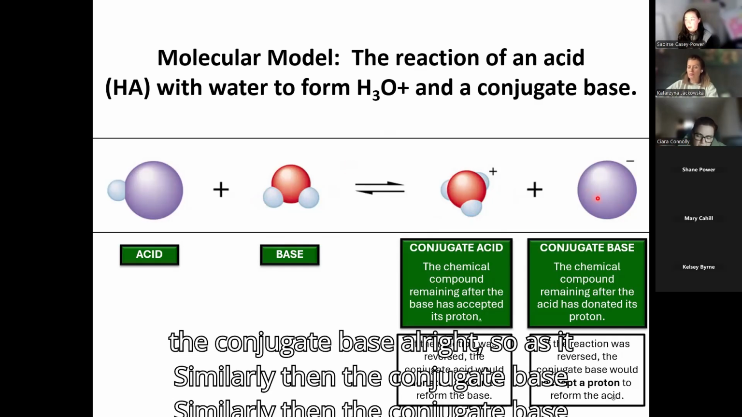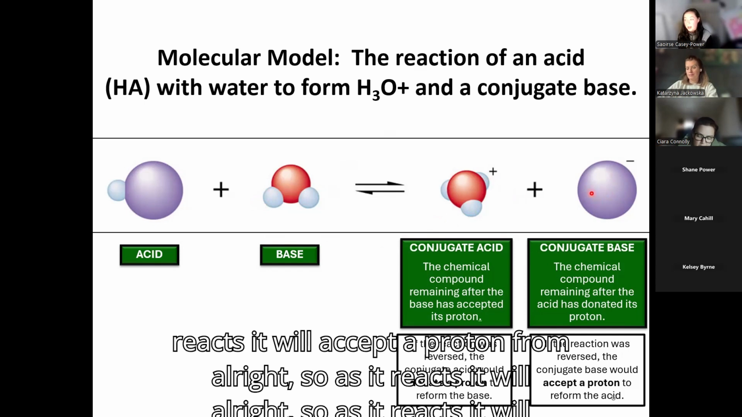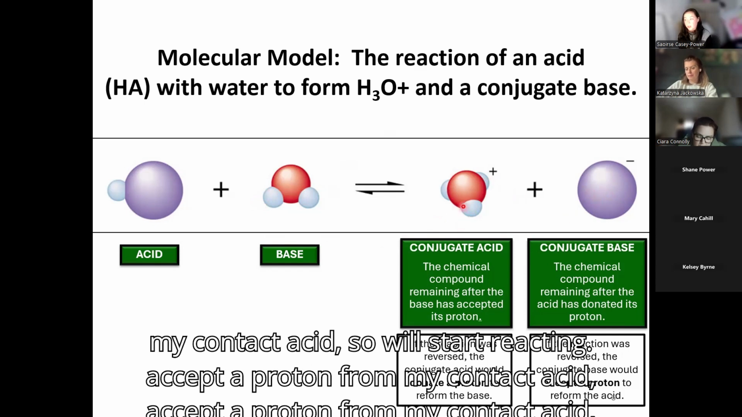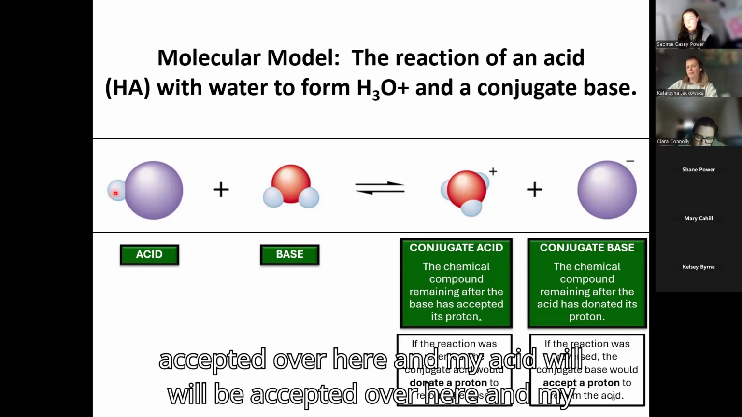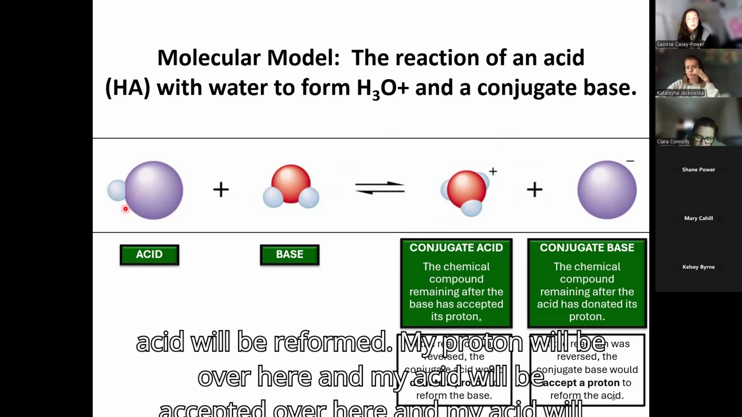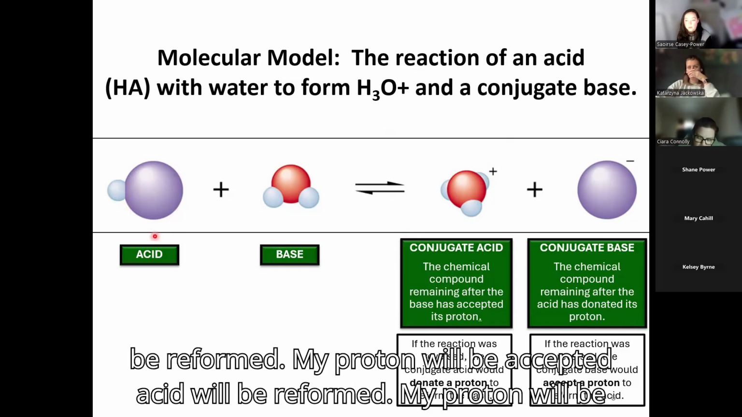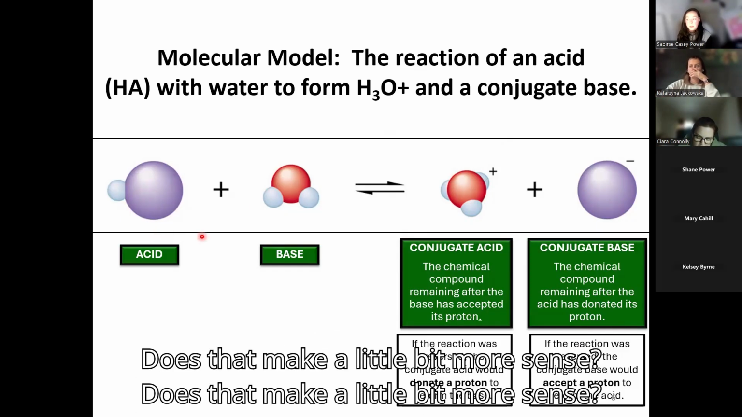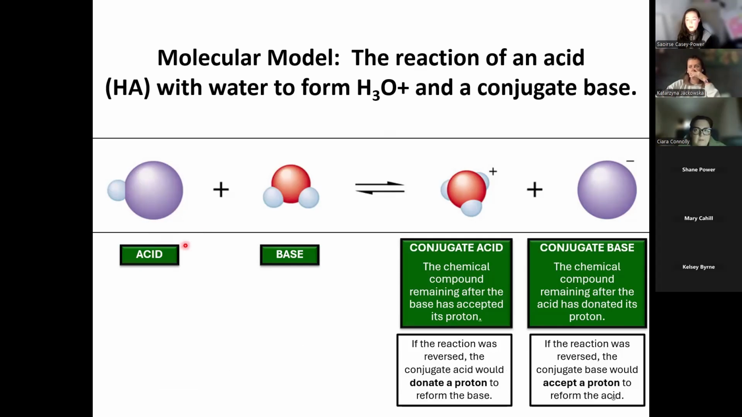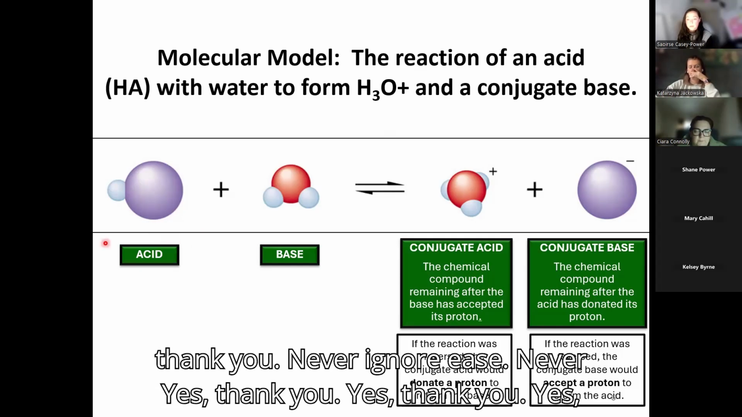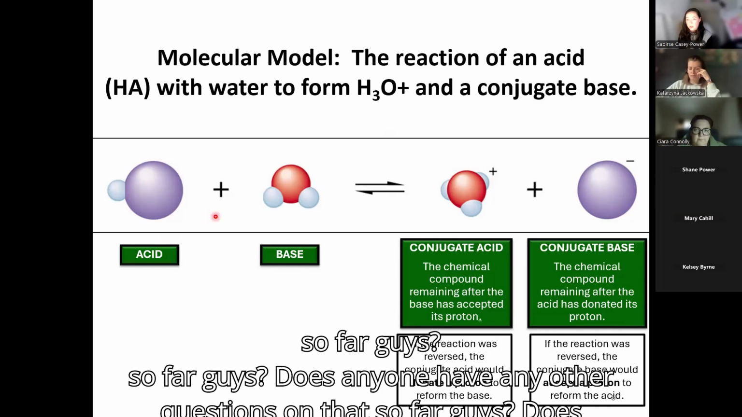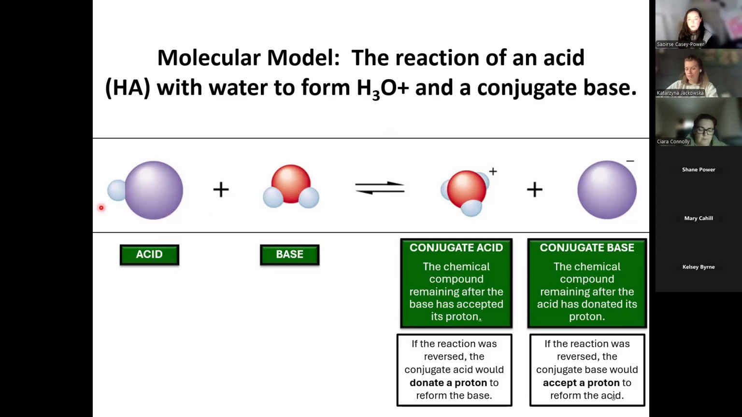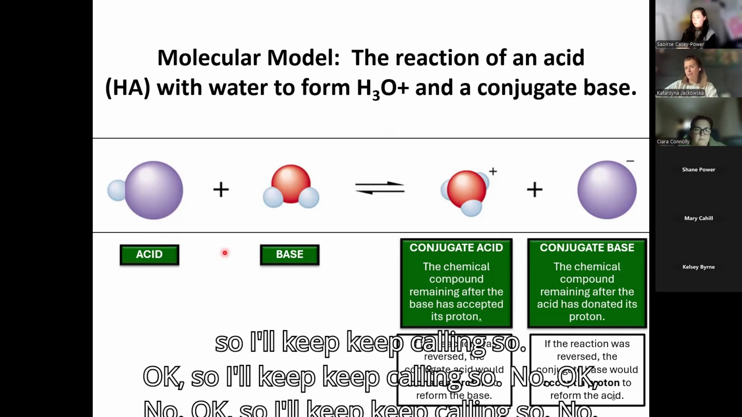Similarly, the conjugate base, as it reacts, will accept a proton from my conjugate acid. So it will start reacting, my proton will be accepted over here, and my acid will be reformed. Does that make a little bit more sense? Yeah, thank you. Perfect, no worries. Does anyone have any other questions on that so far, guys? No? Okay, so I'll keep going.